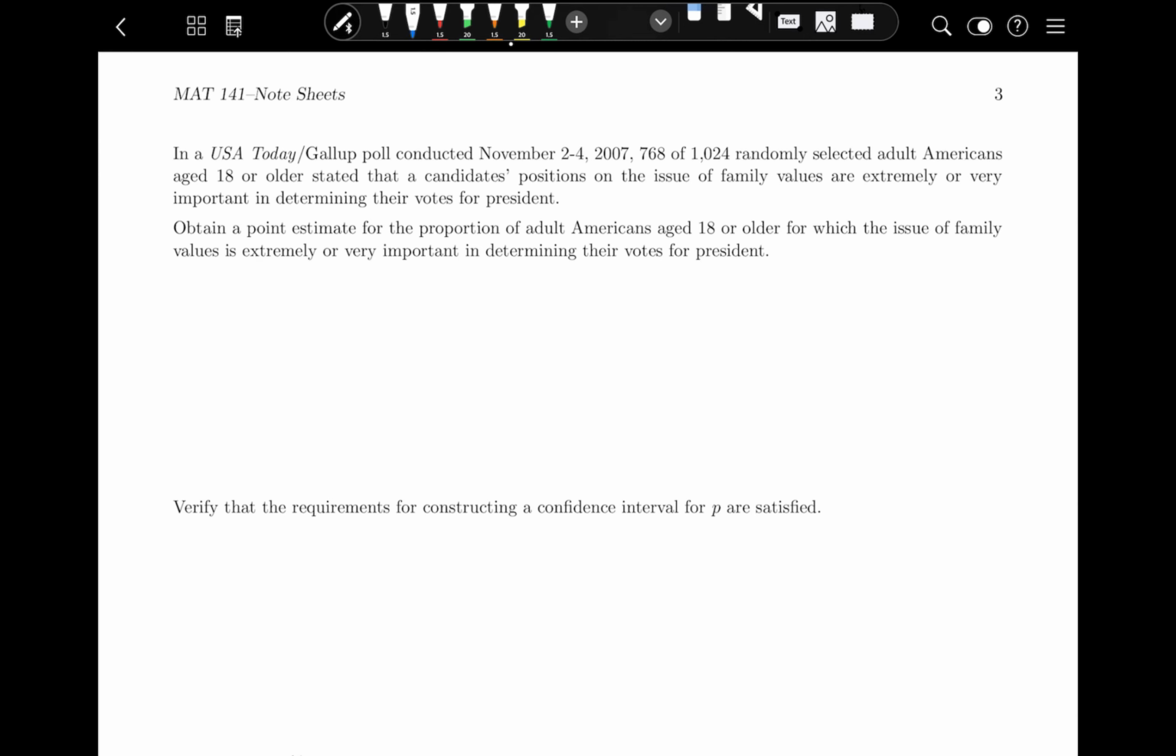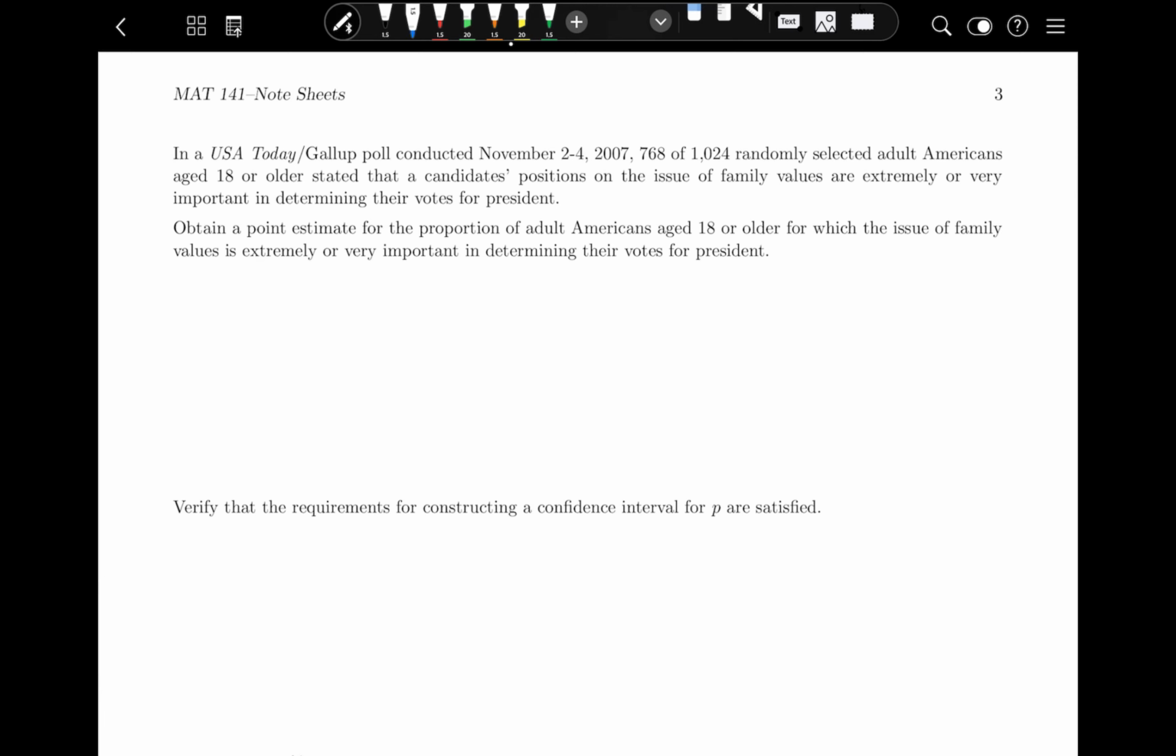I should probably eventually get some newer problems here, but anyway, we'll use this one from 13 years ago. So in a USA Today Gallup poll conducted November 2nd to the 4th, 2007, 768 of the 1,024 randomly selected adult Americans aged 18 or older stated that a candidate's position on the issues of family values is extremely or very important in determining their votes for president. Obtain a point estimate for the proportion of adult Americans aged 18 or older for which the issue of family values is extremely or very important when voting for president.